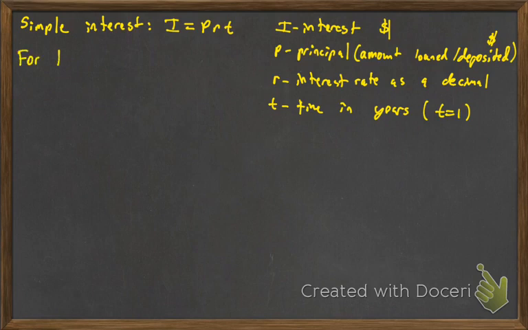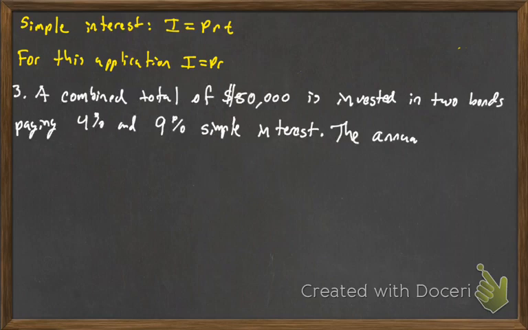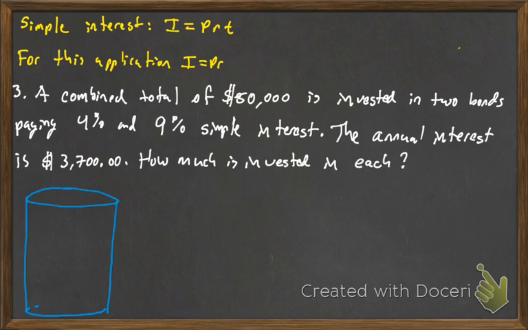So what that does is, for applications of this type, it's going to be I equals PRT, and then T would be 1, but PR times 1 is just PR. So interest is equal to principal times the interest rate. Okay, so let's go ahead and write down our problem. And we'll put in our cylinder there.